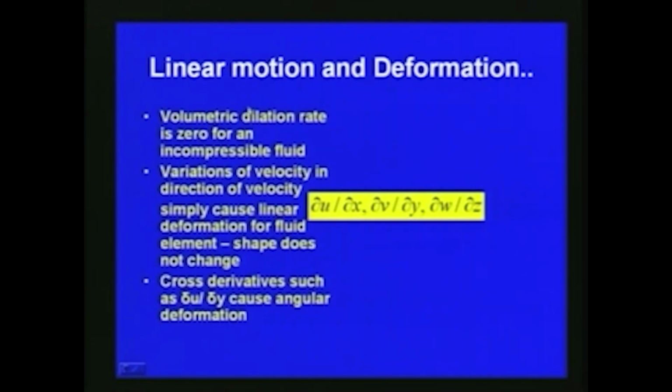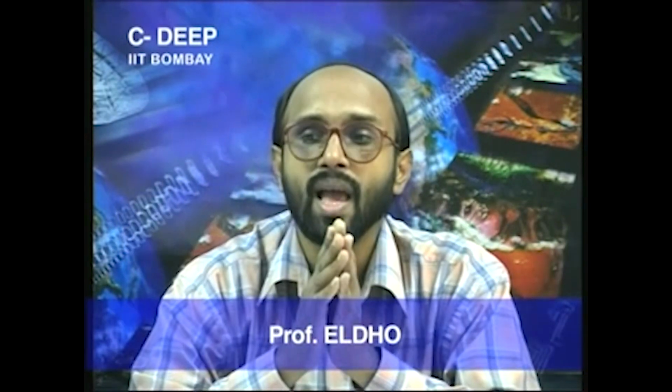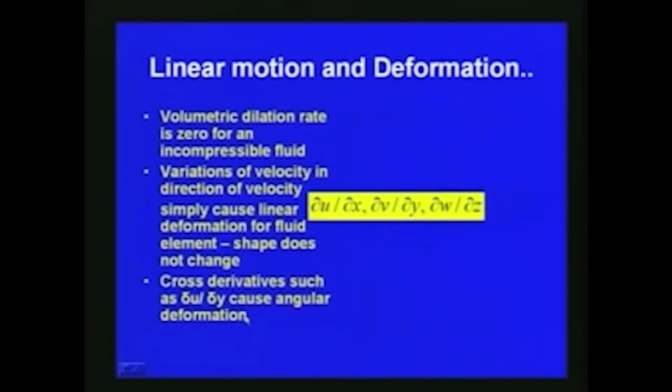With respect to the deformation, the volumetric dilation rate is 0 for an incompressible fluid, so the variation of velocity in the direction of the velocity simply causes linear deformation of the fluid element. The shape does not change. That means the volumetric dilation rate is 0 since the fluid is incompressible, and the variation is only in the direction of the flow, so the shape does not change. Cross derivatives such as del u by del y only cause angular deformation.